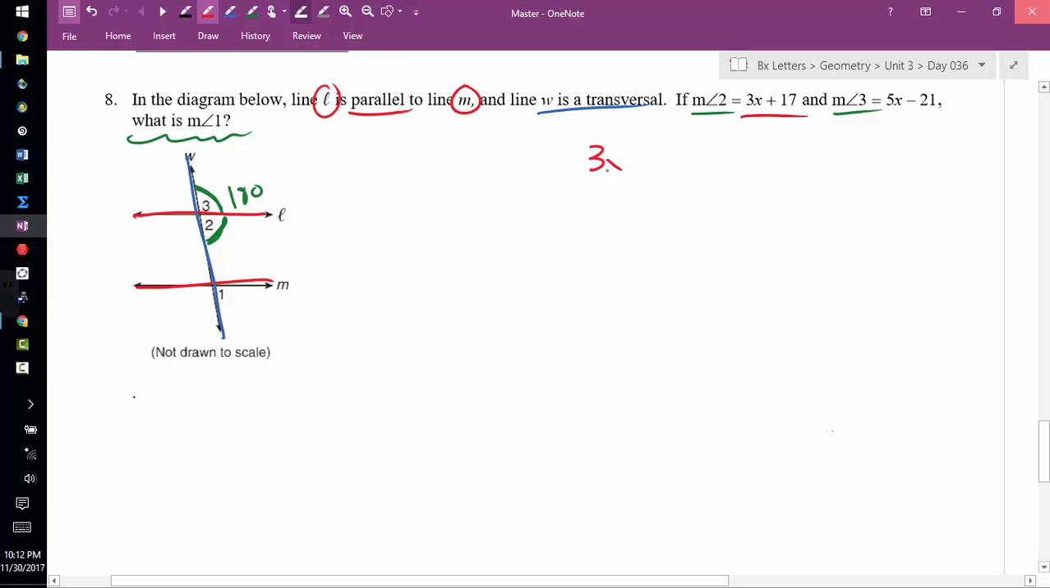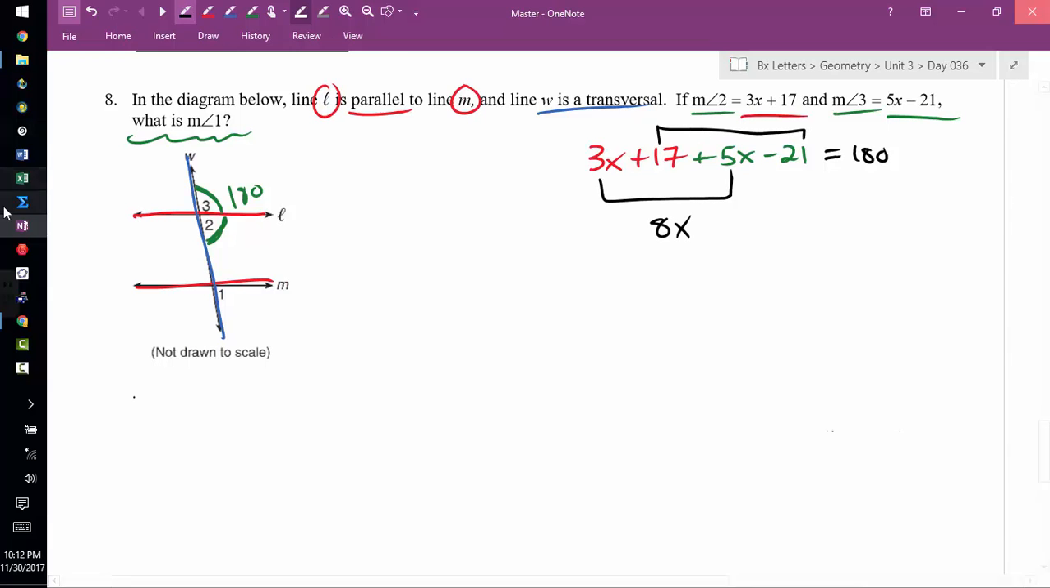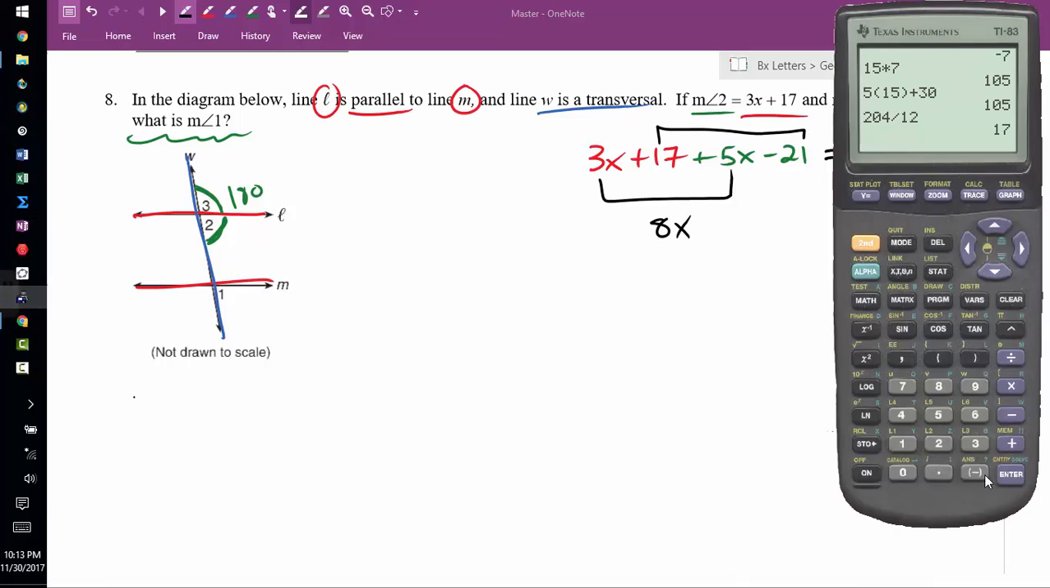This angle, 3x plus 17, and this angle will add up to 180. I can do that. If that gets me the answer, great. But let me just do this first while I still have this in my mind. 3x and 5x are 8x, 17 and minus 21. I'm not going to risk it. I'm not good with arithmetic, so I know what to do, but let me just ask the calculator. There we go, minus 4.